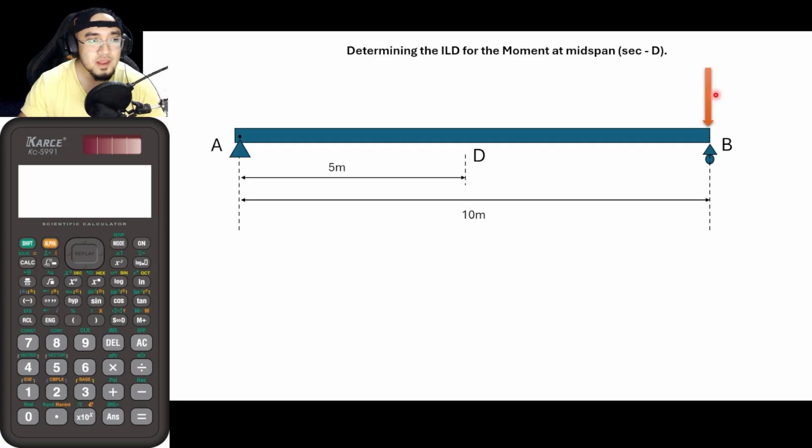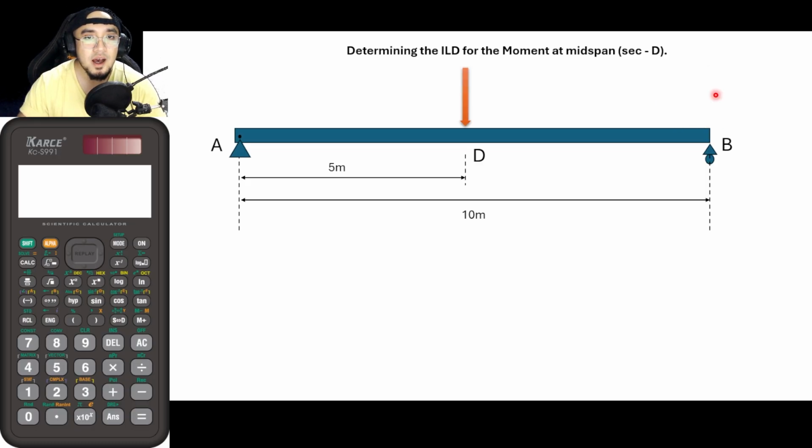So take note that this is just for a simply supported beam, and I just want to disclaim that the result here would vary depending upon the setup of the beam. So let's say that the beam is cantilever, or let's say the beam is continuous. It would have different ILDs as compared with what our answer will be later on, but the process would still be the same.